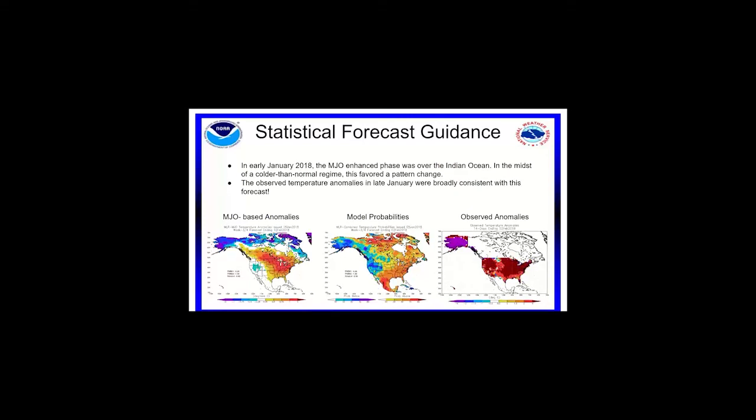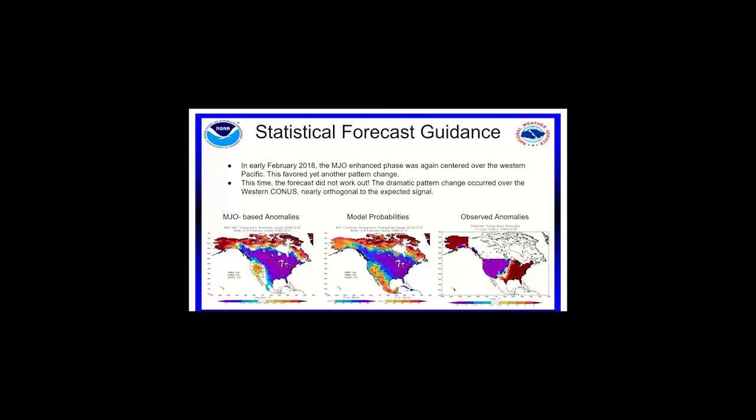Likewise, the pattern changed in early January. In the midst of that colder than normal regime, the MJO enhanced phase was now over the Indian Ocean. That favored a pattern change. And so if you look at the MJO-based anomalies themselves, they ended up being quite good with the exception of the Great Basin area. The model probabilities were a little bit damped over the central U.S. because of the influence of La Nina and trends, but nonetheless did quite well and captured, most importantly, that very intense pattern change over the eastern CONUS. So we're 2 for 2.